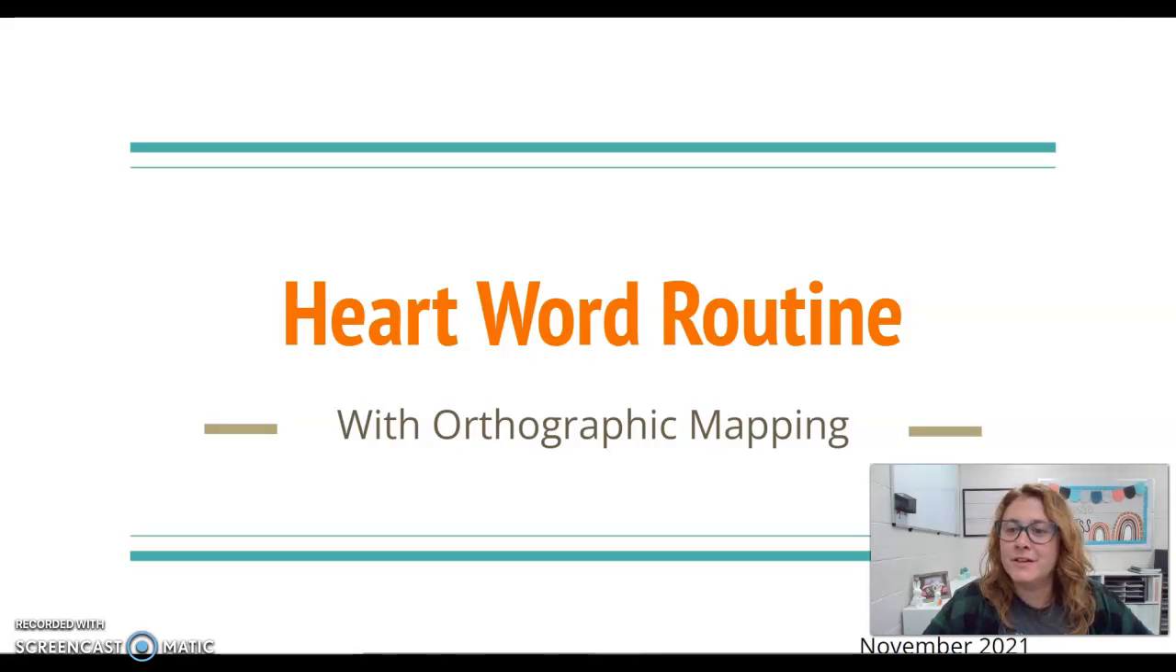This session is going to focus on the heartword routine that we can utilize in our primary classrooms to help students learn high-frequency words using orthographic mapping.